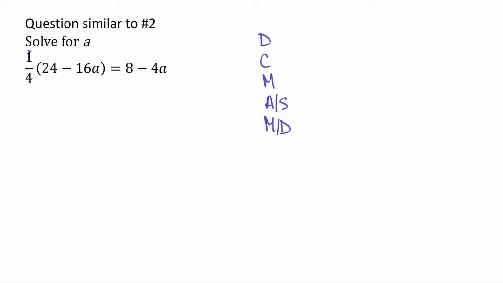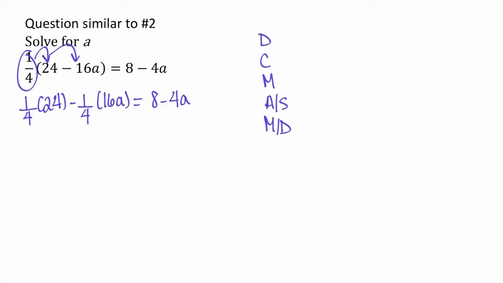So I'm going to start off by distributing the 1/4 to everything in the parentheses. So we have 1/4 times 24 minus 1/4 times 16a equals 8 minus 4a. So 1/4 times 24, I'm just going to put that over 1. The 4 and 24 have a common factor of 4. So that's going to reduce, leaving me with just 6.